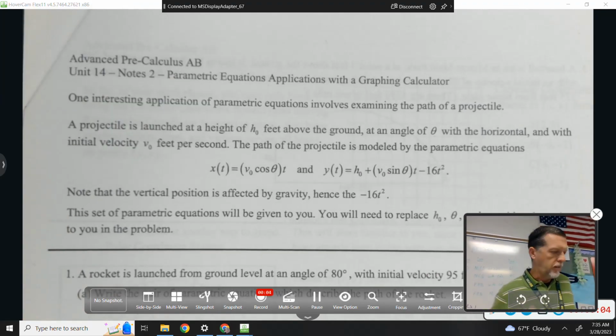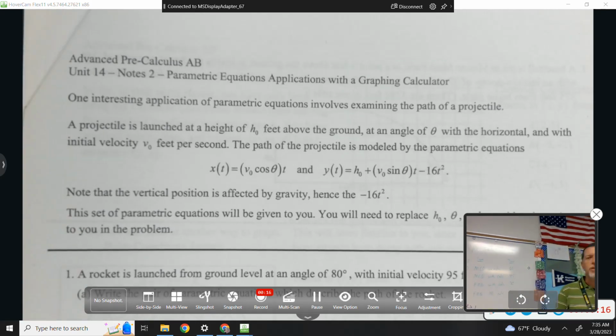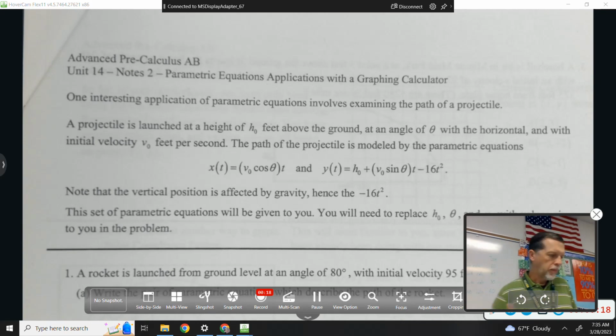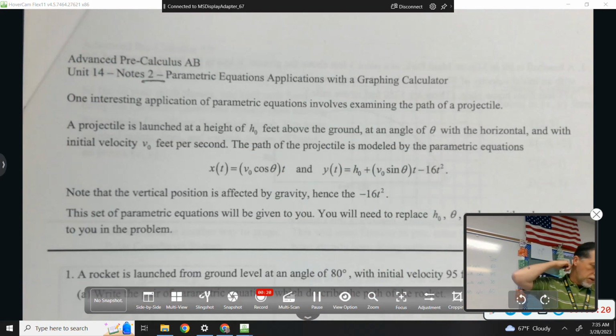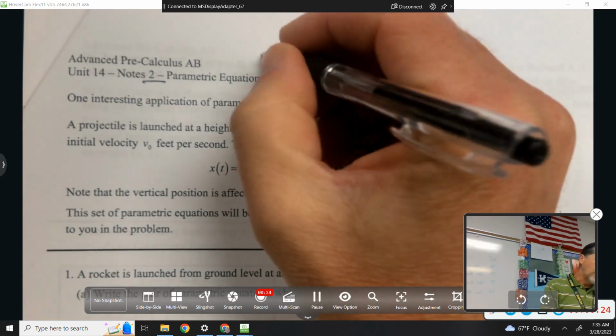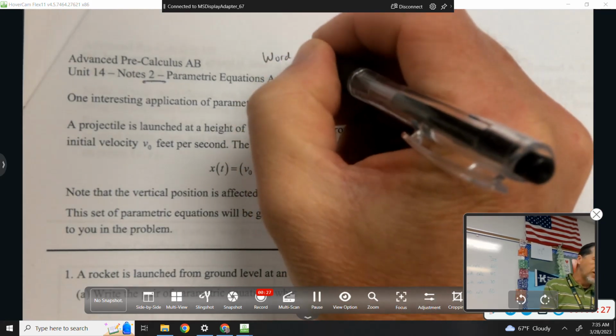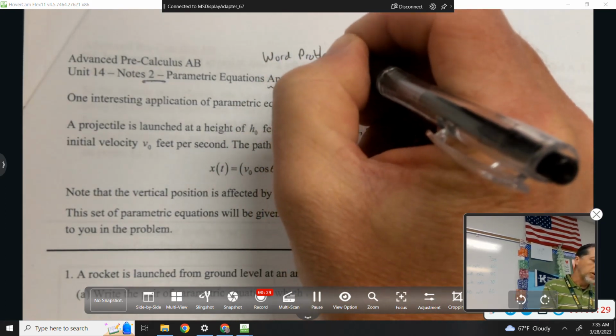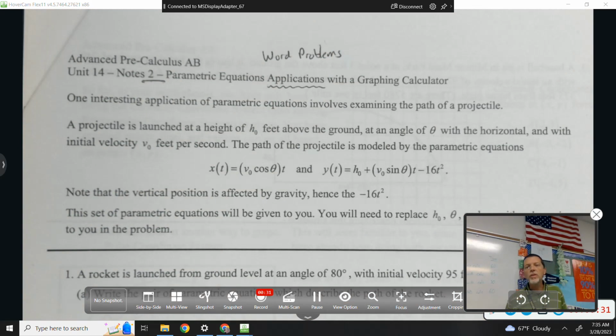So today is kind of a combination of what you already know from physics, from pre-cal, and putting it together and getting a cool graph to look at in the calculator and being able to answer questions using the calculator. So, day 2, parametric equation applications, right? That's just the fancy word that math teachers like to use when we're talking about word problems with the graphing calculator. So grab a calculator if you haven't already.